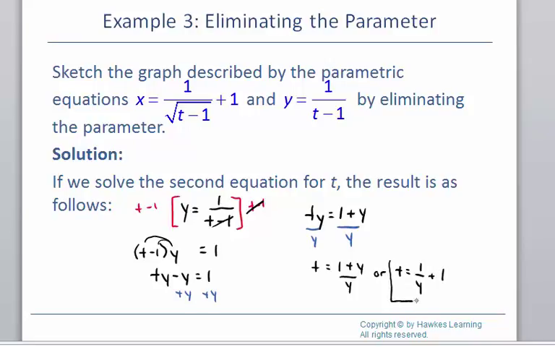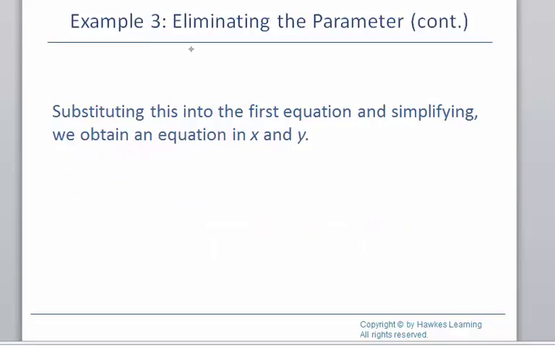Okay, so that takes care of the first step. I've taken an equation and I have solved the equation for t. Now the next step is to substitute that into the other equation and then simplify. So I'm going to substitute t is equal to 1 over y plus 1 into my second equation.